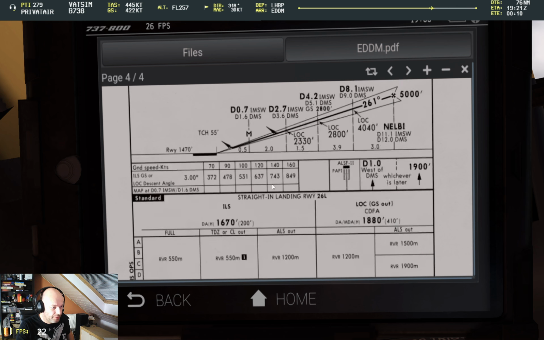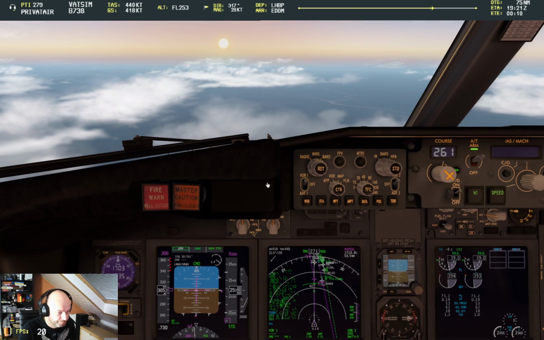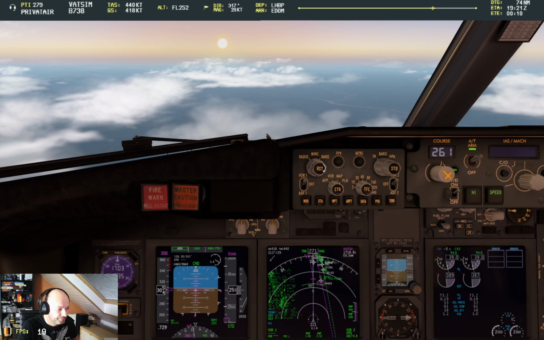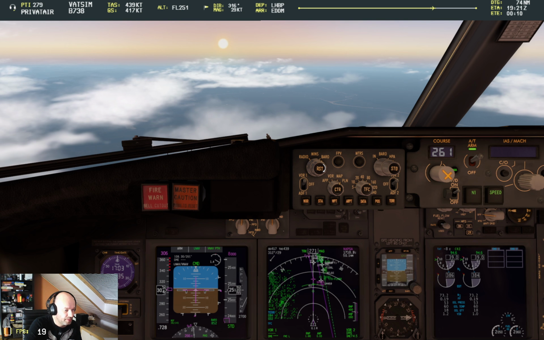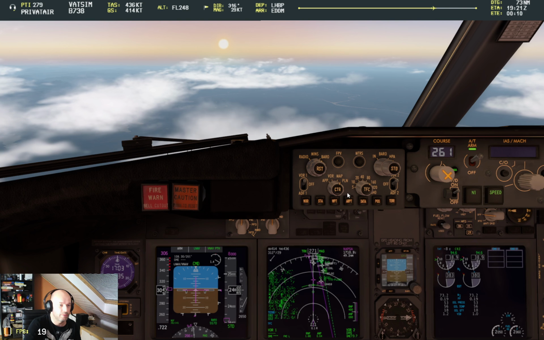The minimum for the ILS for all approach aircraft categories, decision altitude 1670 feet. Let's set the 1670 as a baro minimum. 1670, there we go.